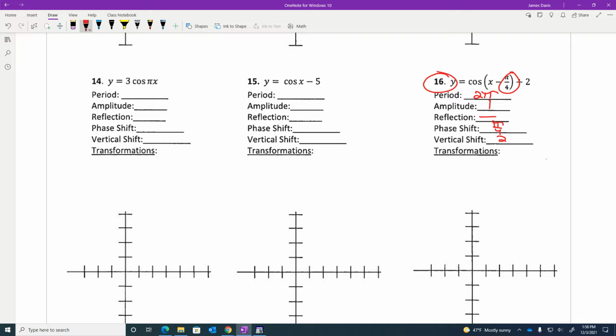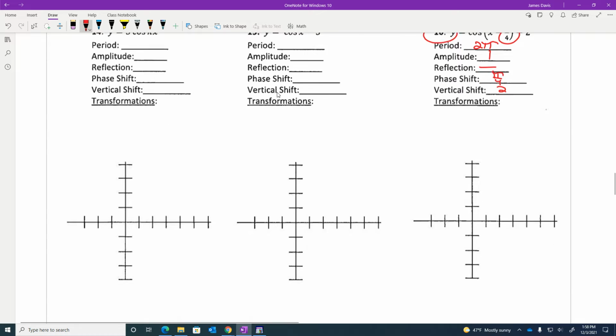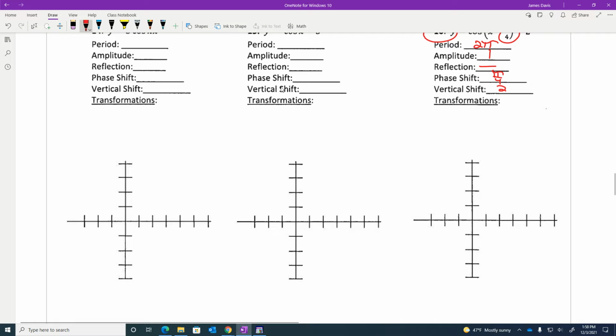Oh, I'm on the wrong one. That's why it doesn't make sense. It was on 13. I was like, what is up with the numbers?